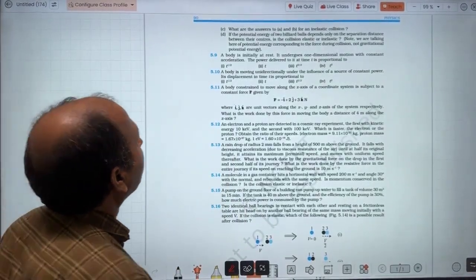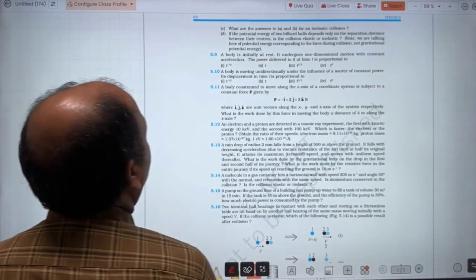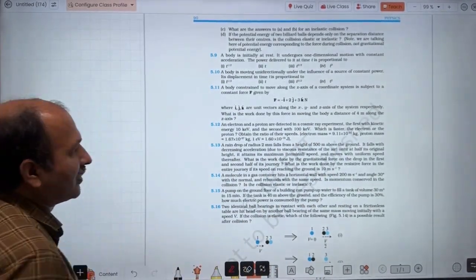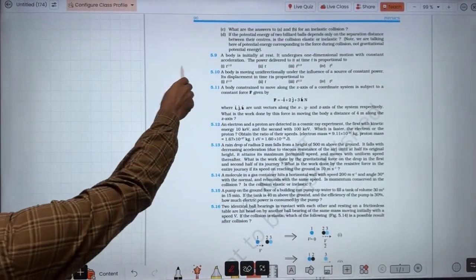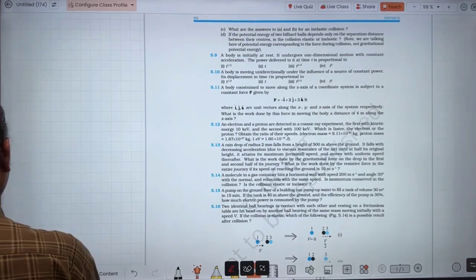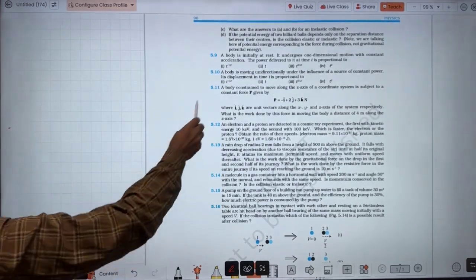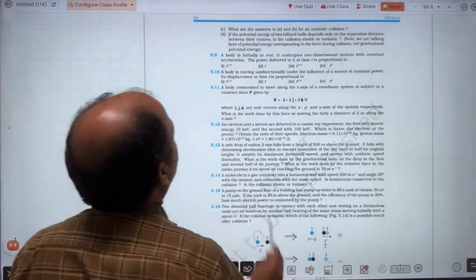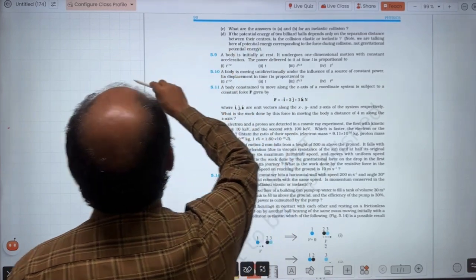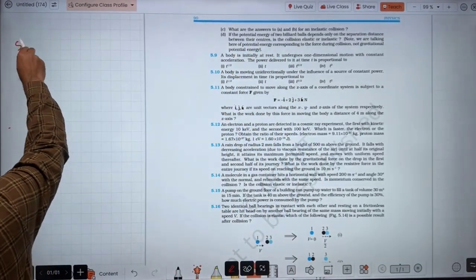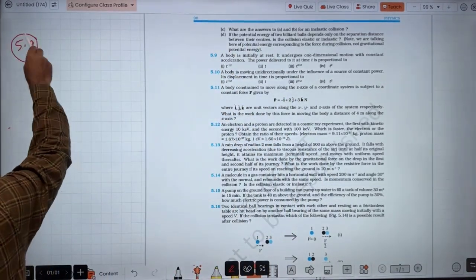Today we are going to do some important numericals from the work, energy and power chapter. So let's see question number 5.9. The question says a body is initially at rest. So we are doing 5.9.